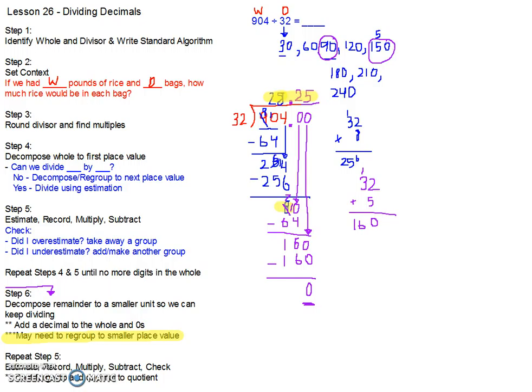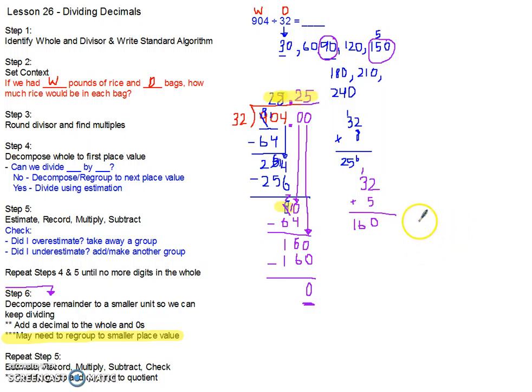So I'm going to go back to my context and check the reasonableness of my answer. If we had 904 pounds of rice and 32 bags, how much rice would be in each bag? When I was thinking about my answer, I said that there would be a mixture, kind of a whole number at least, and maybe a little bit of a decimal, and I see that that is about right.